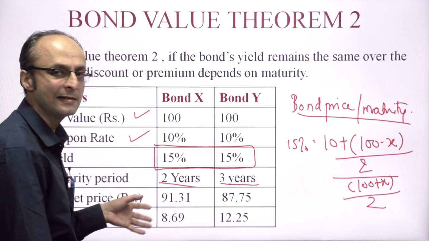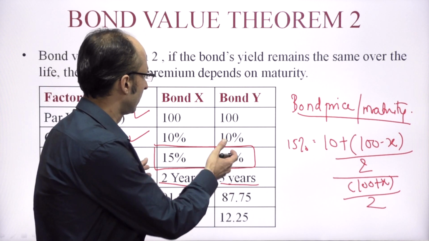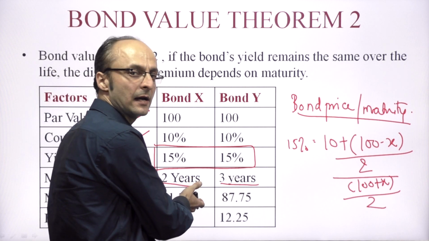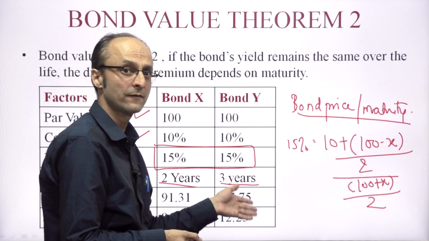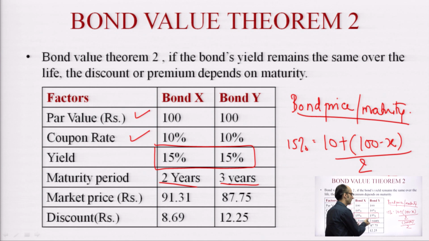Now you can clearly see the bond X is available at 91.39 and bond Y is available at 87.75. Why is the difference? The difference is wholly based on the difference between the maturity. Here the maturity was only for 2 years, here the maturity was 3 years. Since the duration of the maturity has increased, the discount has also increased.